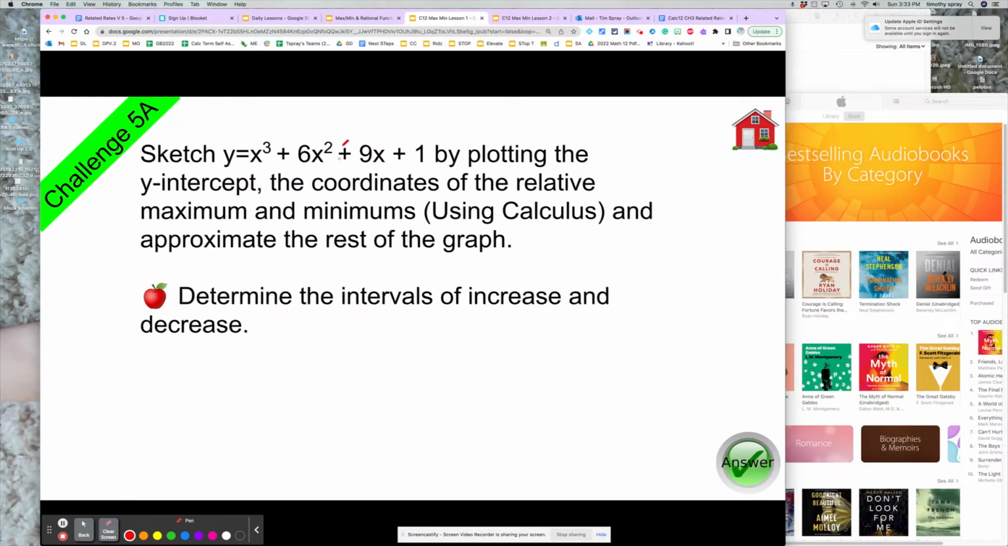Okay, we have another challenge here. This time we're going to sketch this graph by plotting the y-intercept, the coordinates of the relative maxes and mins, and then approximate the rest of the graph and determine the intervals of increase and decrease.